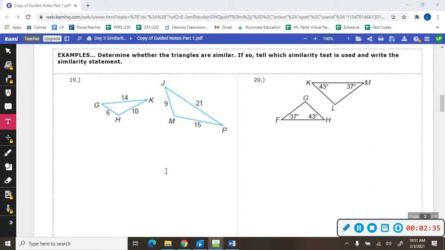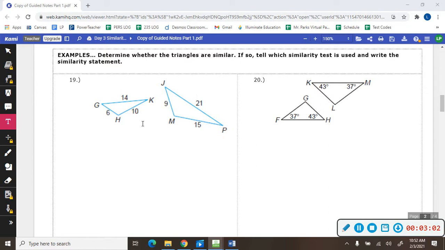So here, let's determine whether the triangles are similar. If so, tell which of the similarity tests above were used, and then write the similarity statement. Okay. So I need to visualize this triangle. It looks like it was turned a little bit to get this triangle. So the largest should go to the largest. The largest over here is 14. That should go to 21.